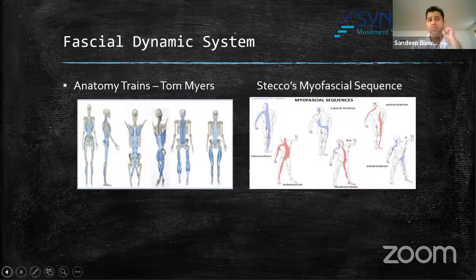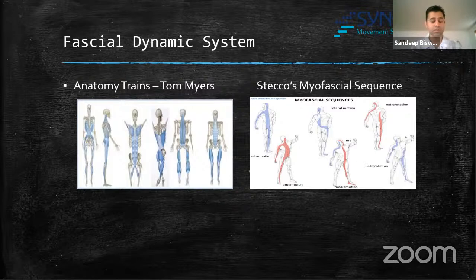Okay, so how is a fascial dynamic system important? There are other fascial systems which are available in the market. We have Tom Myers. We have Stecco's myofascial sequence. Tom Myers, I admire him a lot. Stecco, I'm a big fan of all his clinical work. I constantly follow them, read all their articles, whatever they publish.